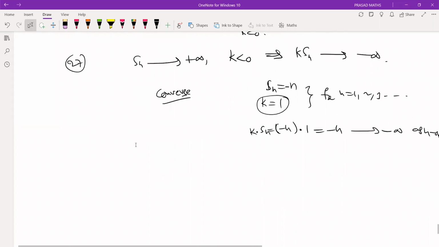Now what about k equals 0? Again, no conclusion. Understand? No conclusion.